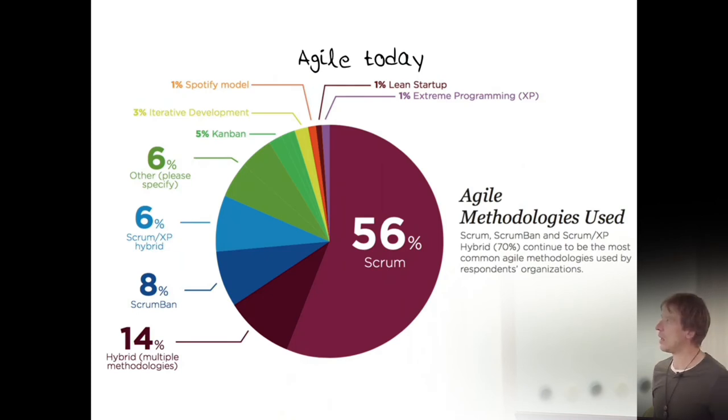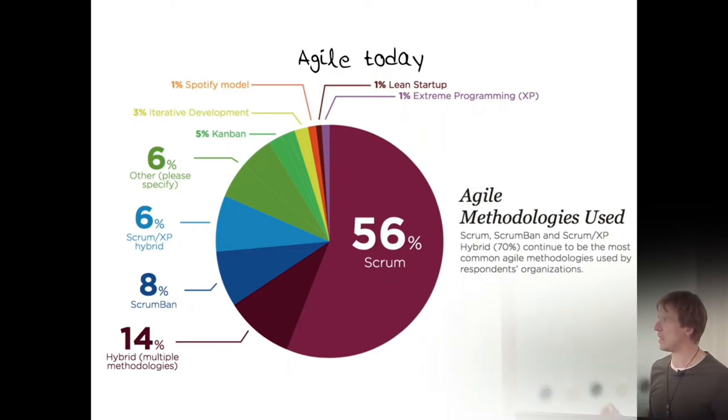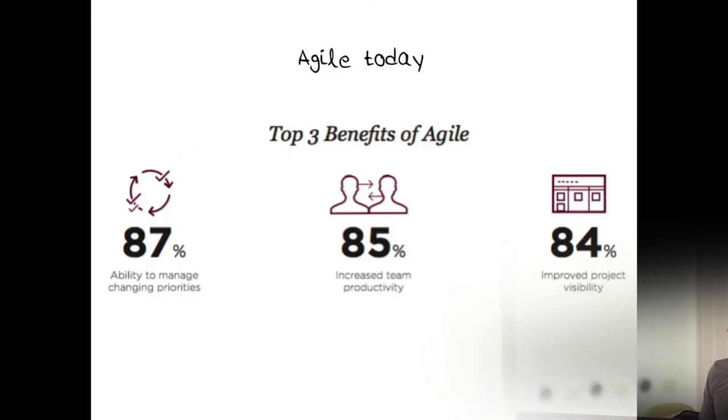This is probably a year old, but still more or less accurate. So Agile today, 56%, and then if you add the hybrid thingies, Scrum is a de facto standard for software development these days, right? I mean, there are alternatives, flavors of it, but it's the leading one. When they ask people what the top three benefits are, they say ability to manage changing priorities, increased team productivity, and improved project visibility.